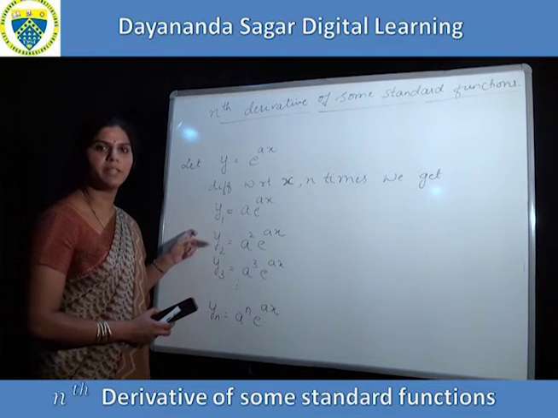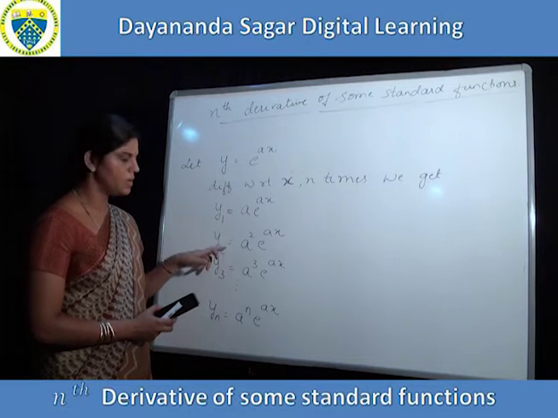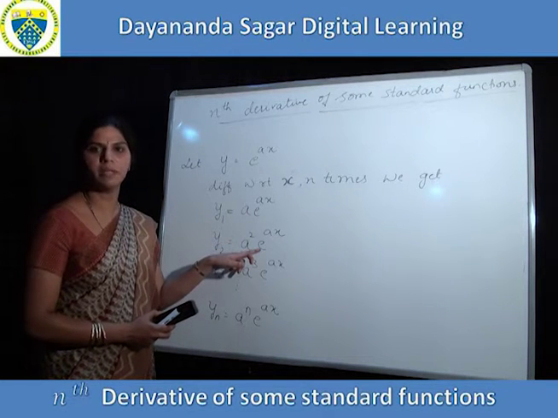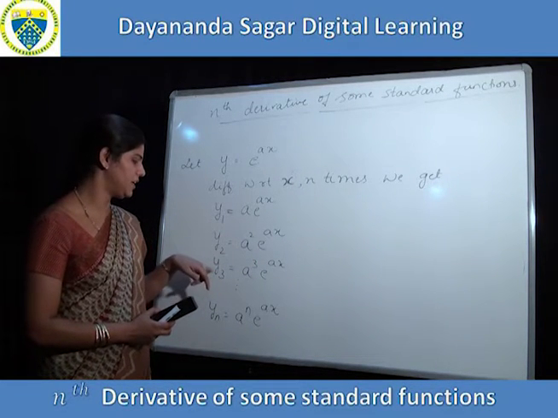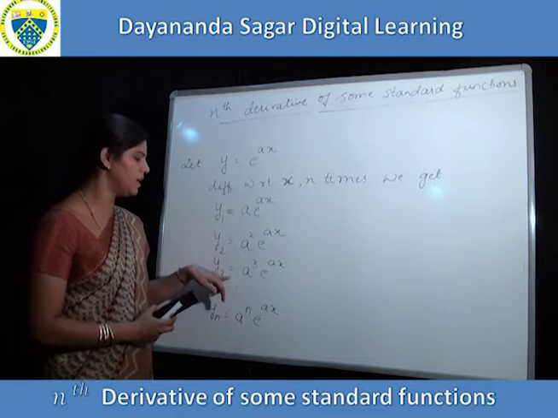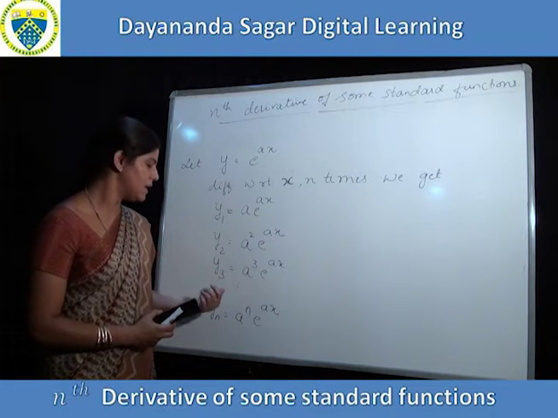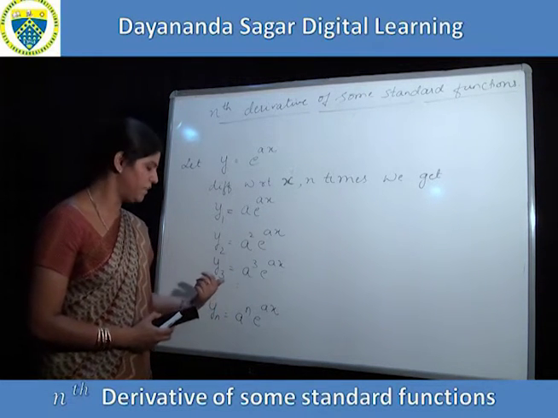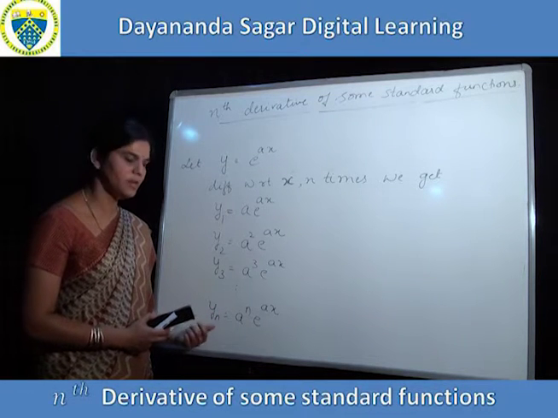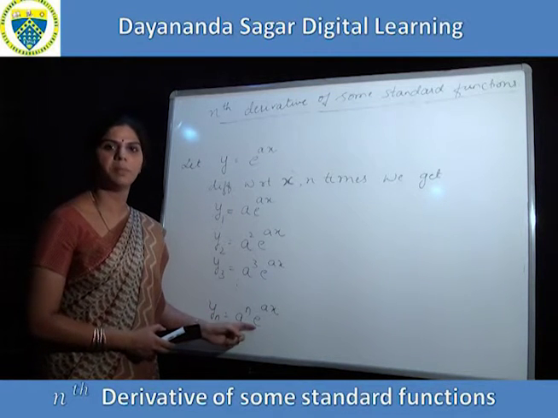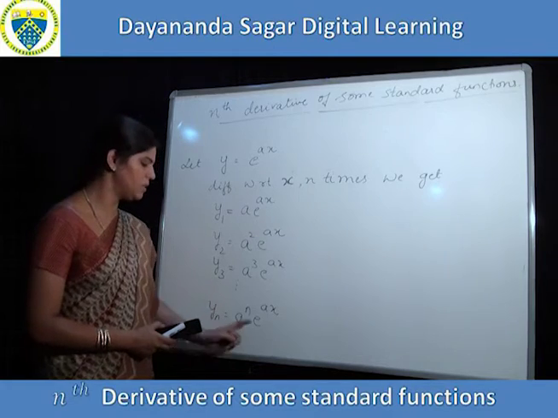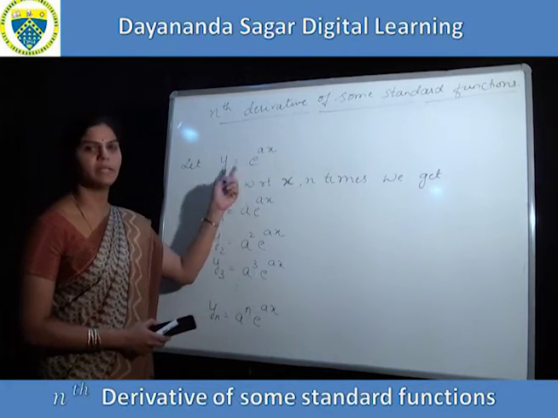Once again differentiate this with respect to x to get y2 which is equal to a square e power ax. Similarly, differentiating it the next time, y3 equal to a cube e power ax. And for the nth, differentiating it n times, we get yn which is equal to a power n into e power ax. So this gives you the nth order derivative of e power ax.